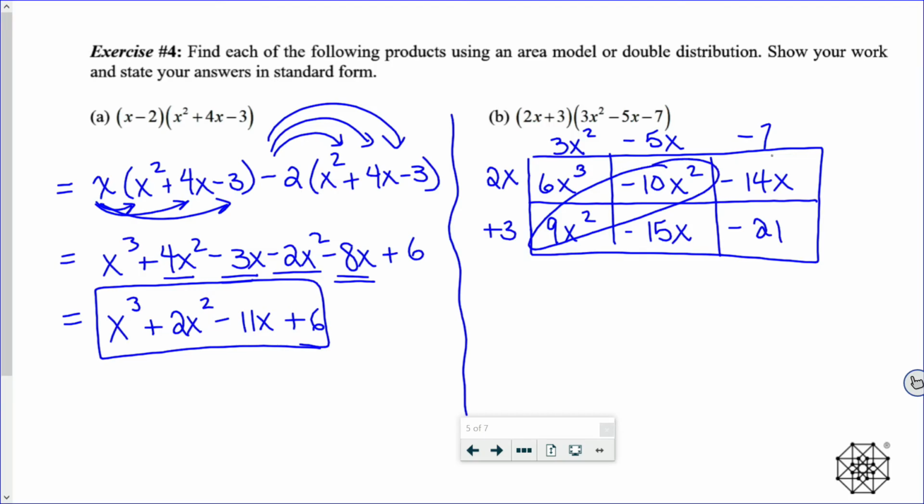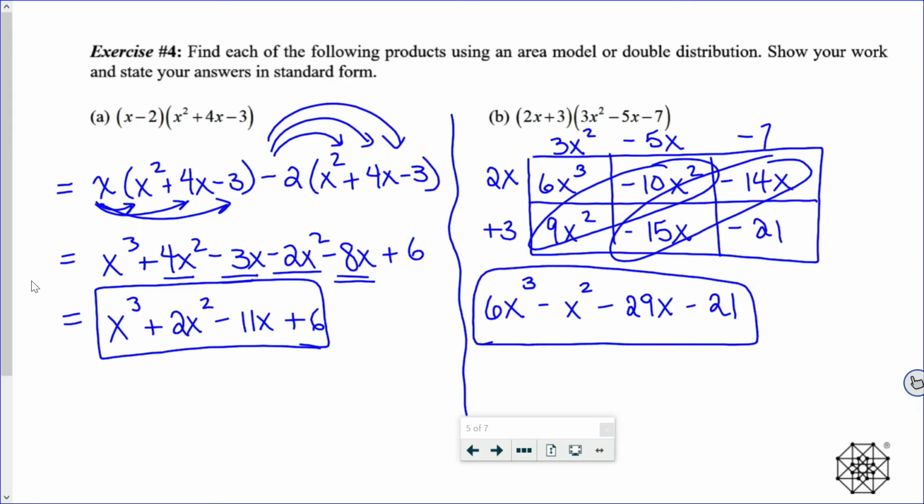Notice my like terms now along those diagonals. That'll give me 6x cubed. 9x squared minus 10x squared is -1x squared. I'm just going to write it as -x squared. Negative 15x and negative 14x is negative 29x, and nothing combines with my negative 21.